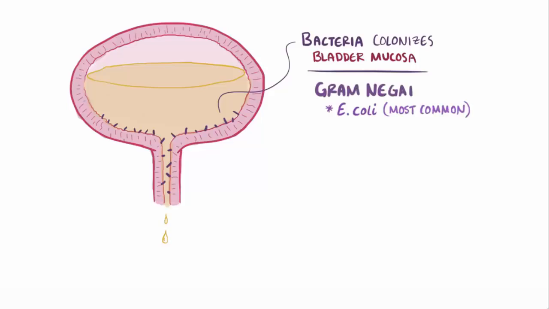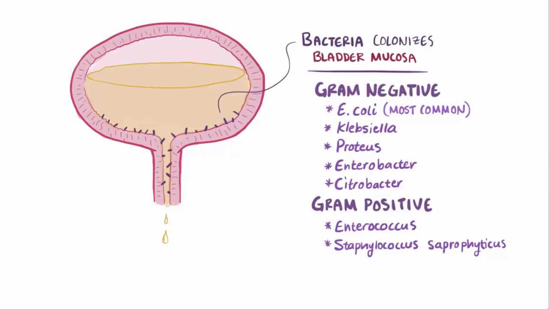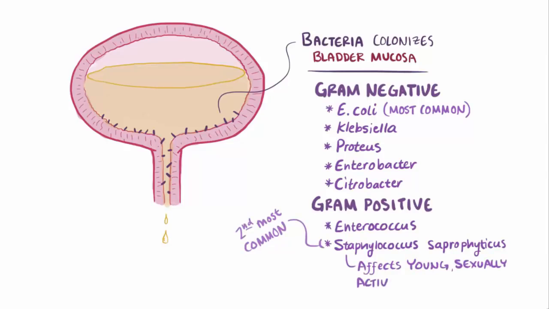Also, though, other gram-negative bacteria that can infect the bladder include Klebsiella, Proteus, Enterobacter, and Citrobacter species. On the other hand, gram-positive bacteria can also cause problems, like Enterococcus species and Staphylococcus saprophyticus, which is actually the second most common cause overall after E. coli, and particularly affects young, sexually active women.